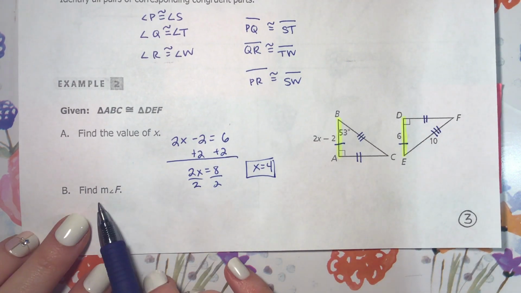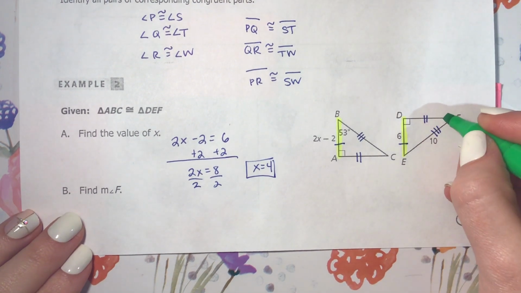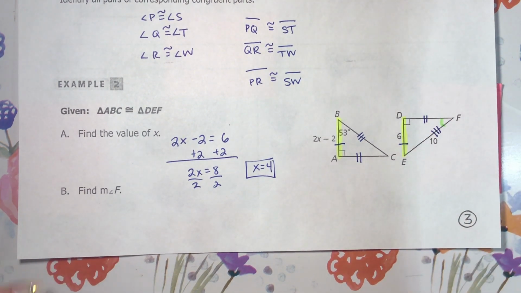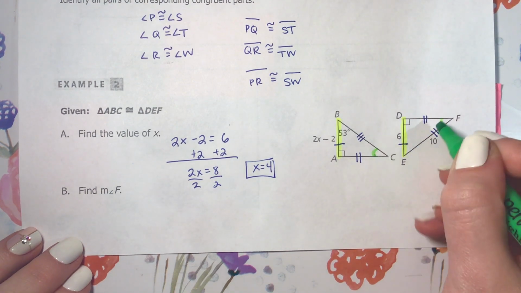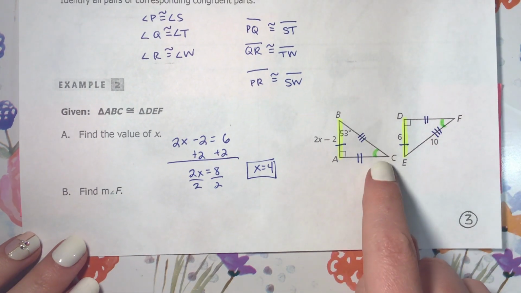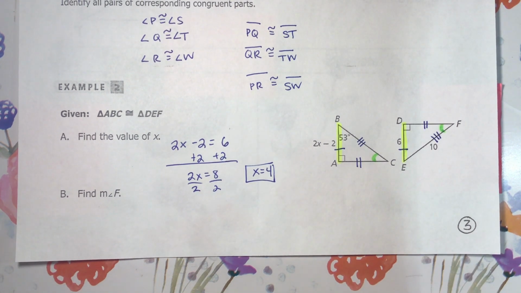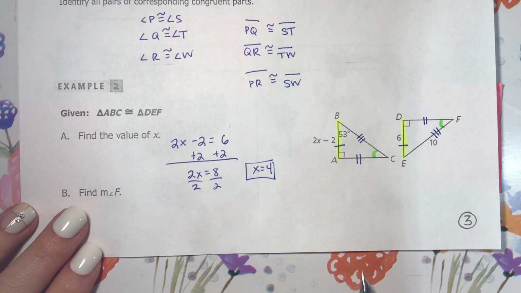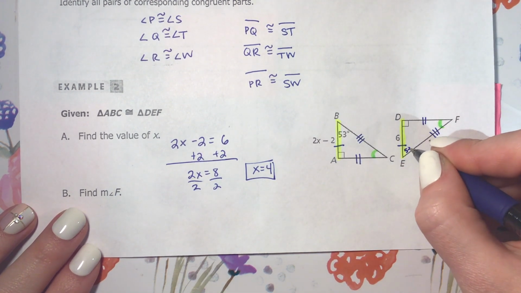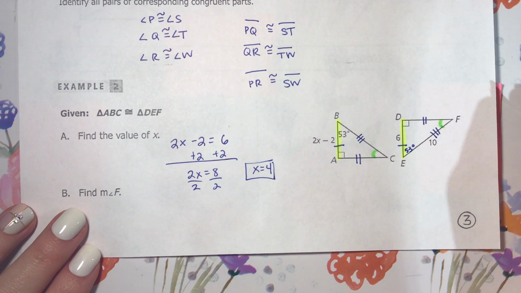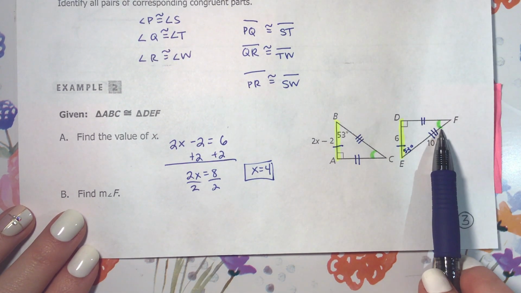Next, it wants me to find the measure of angle F. Okay, angle F is right here, and F corresponds with C. So I am not told F by being told C, but what I can do, I know that B is congruent to E, so I could say, oh, hey, this guy is also 53 degrees. So now I have 53, 90, and an unknown inside of a triangle.